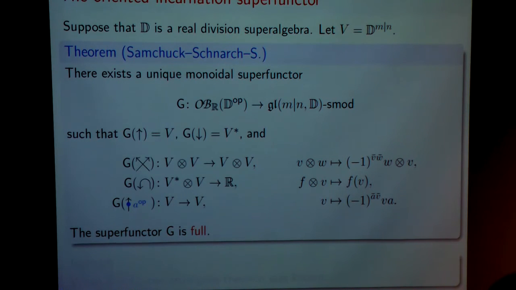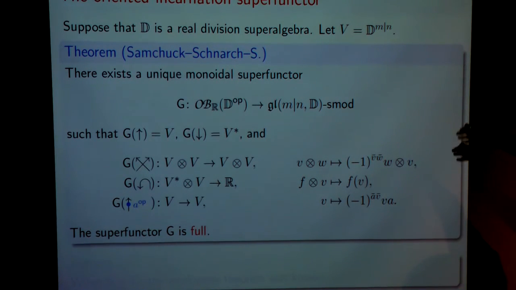Okay. And so you should notice a few things. One is I haven't defined it on all the generating morphisms because I only defined it on the left cap. There was also a right cap and there were cups, left and right cups. But it's uniquely determined by where it sends these three. So you don't need to specify where it sends the other cups and caps. And the main really important thing is that this functor is full.